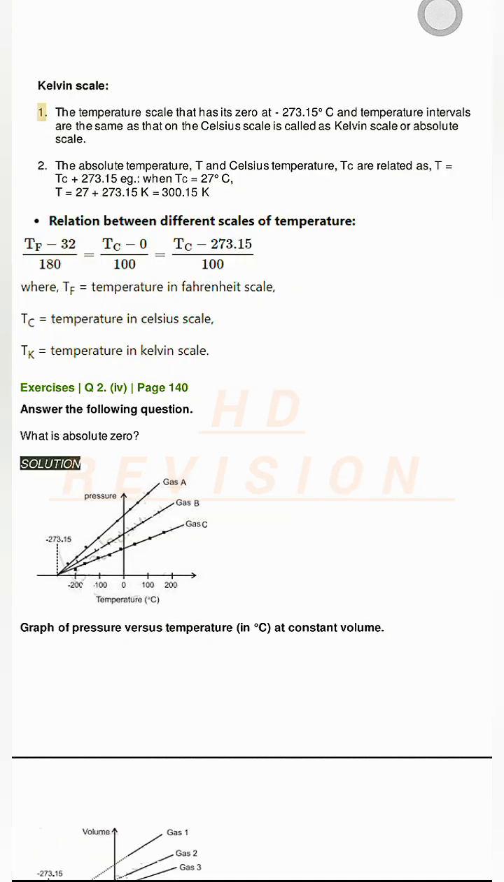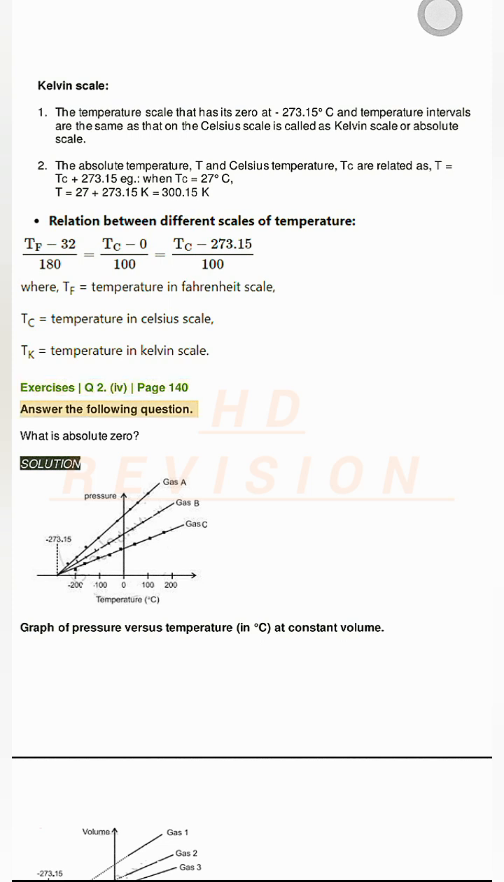Kelvin scale. 1. The temperature scale that has its zero at minus 273.15 degrees Celsius, and temperature intervals the same as on the Celsius scale, is called the Kelvin scale or absolute scale. 2. The absolute temperature T and the Celsius temperature Tc are related as T equals Tc plus 273.15. For example, when Tc equals 27 °C, T equals 27 plus 273.15 K, equals 300.15 K. Exercises Q2. IV, page 140.